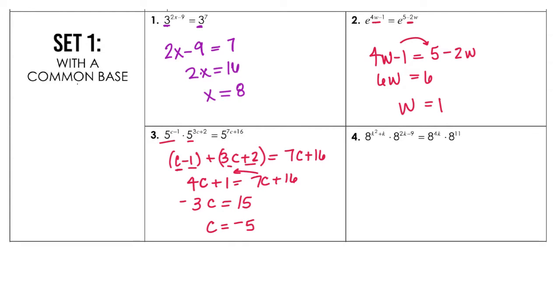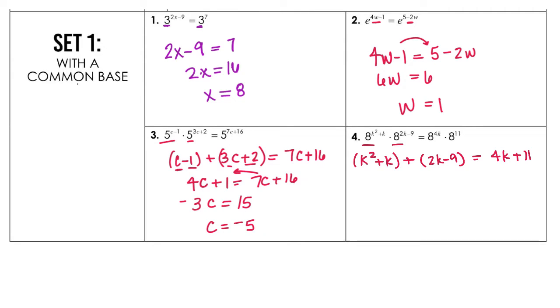All right, moving on to our next example. Here again, very similar process. We do have a common base, but notice here we're multiplying with like bases. So we're going to have to add those exponents. And adding those, we have k squared plus k. And then we're going to add to that 2k minus 9. And then over on the other side, we have 4k plus 11.